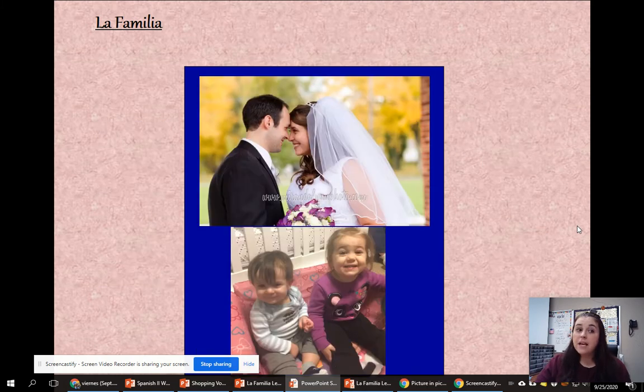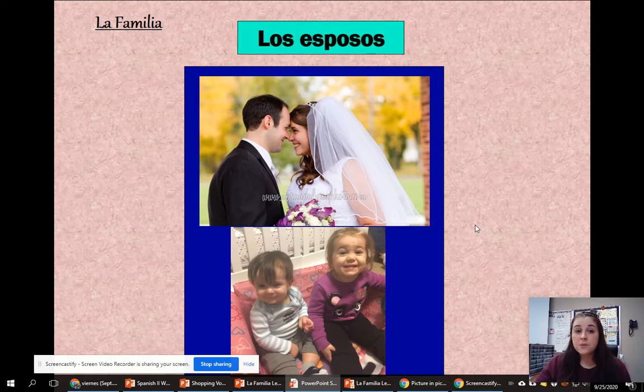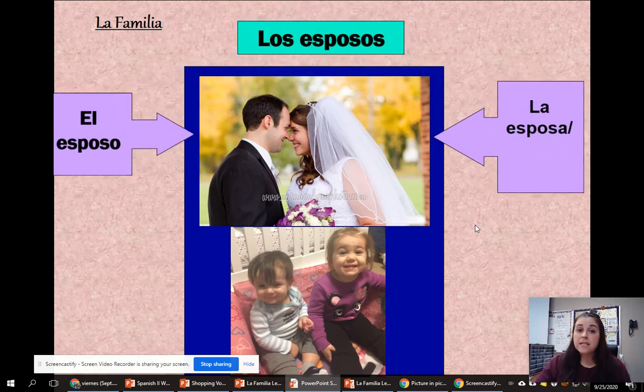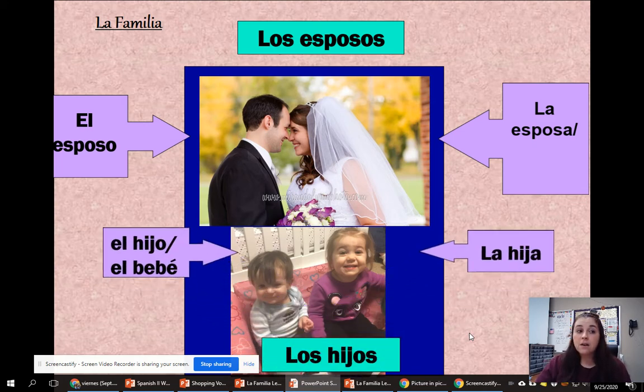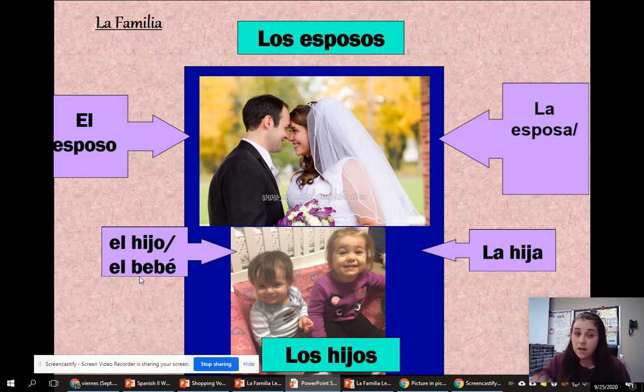This is my husband and two of our kids. So we have spouses are los esposos. So my husband is el esposo and I'm his wife, la esposa. And these are two of our kids, my son and my daughter. We have los hijos, our children. So hijos again doesn't necessarily mean sons, it means children. So I have el hijo, my son, and la hija, my daughter. And you can also say in this picture, my son was a baby, so he is el bebé.